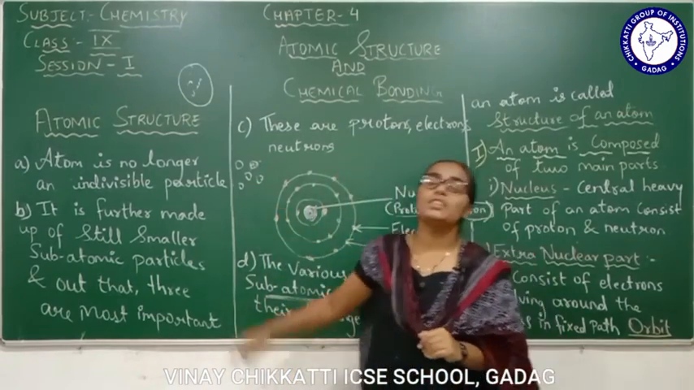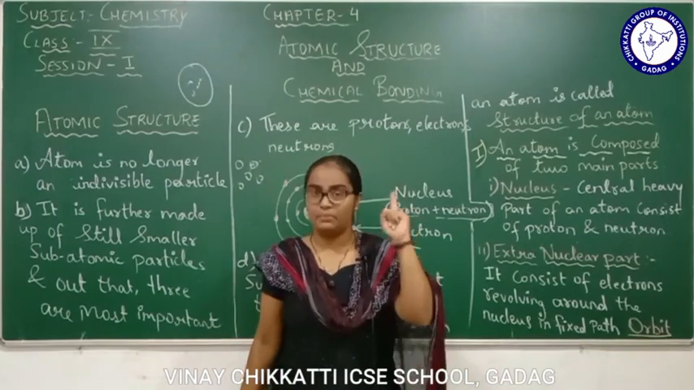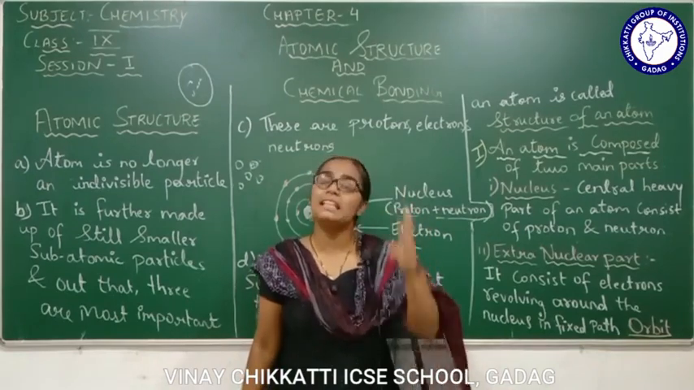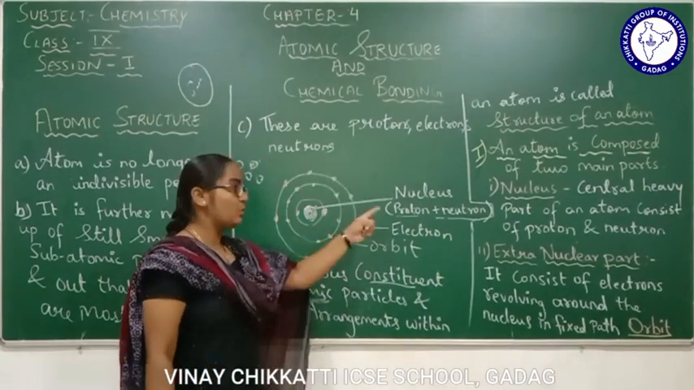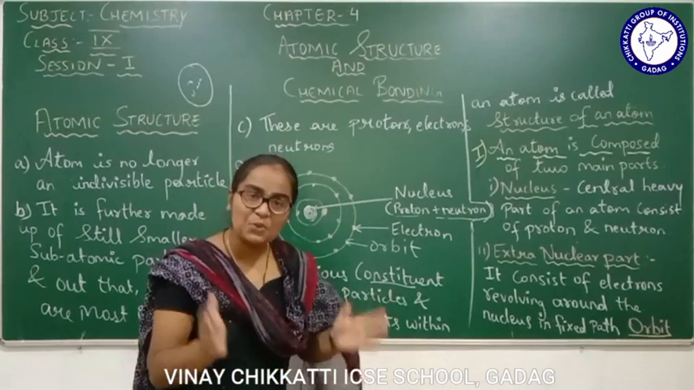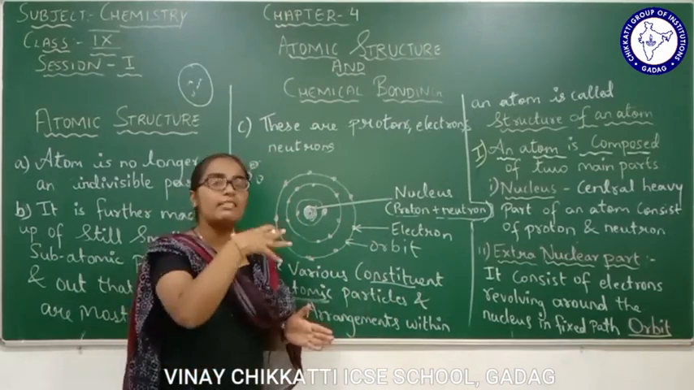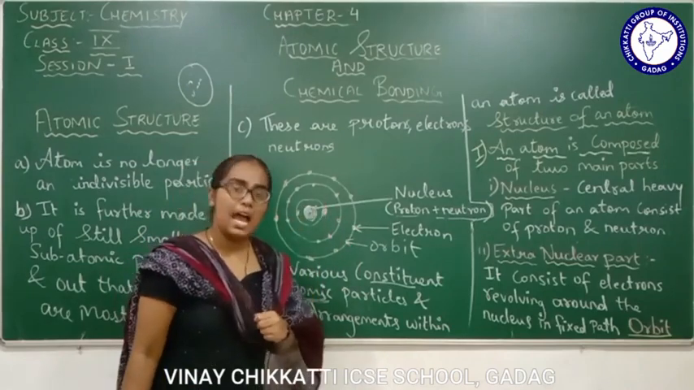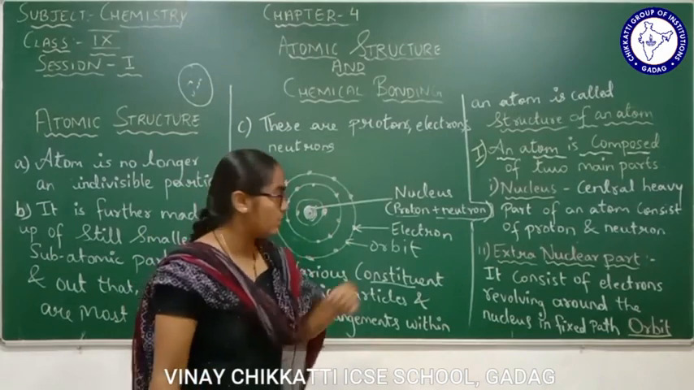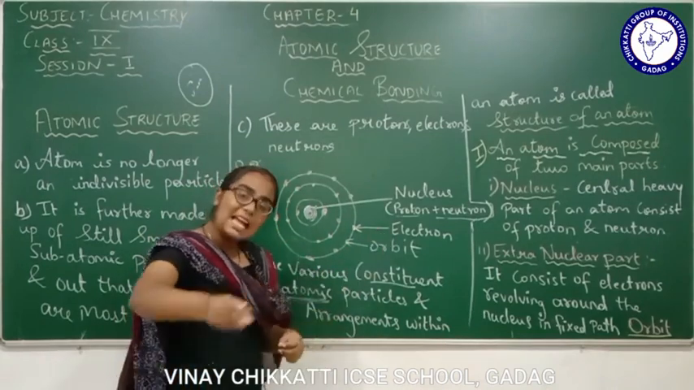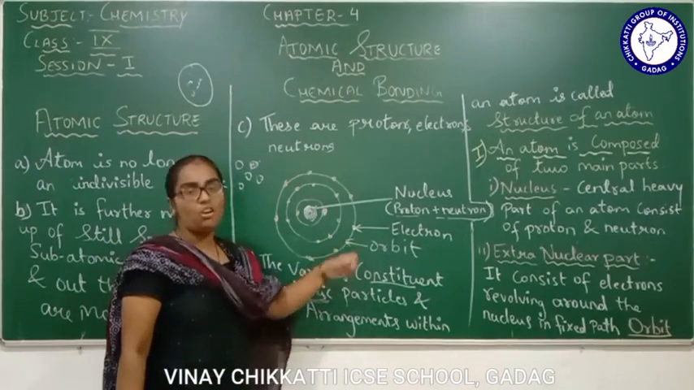Now this atom further consists of subatomic particles. What were those? Protons, neutrons and electrons. Where are the protons and neutrons located? Protons and neutrons are located in the nucleus, which is a heavy mass body centrally situated in the atom. Then the second, extranuclear part is the electron, which revolves around the nucleus in a fixed path called an orbit.